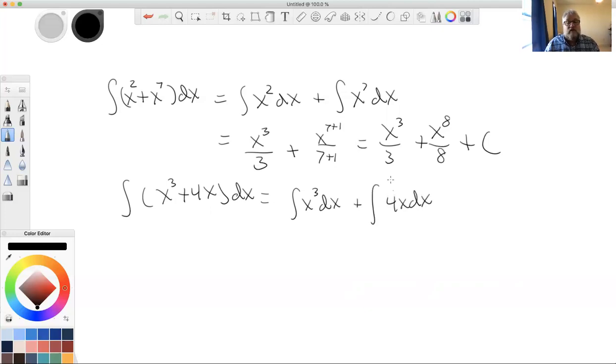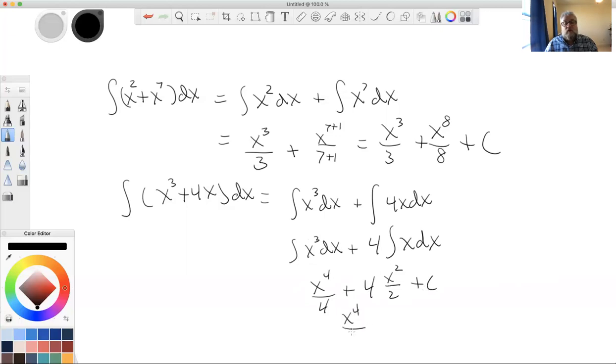And I'm also going to take the 4 outside the integral, just so that I don't get too confused. When you get used to this, you'll start leaving it inside. But for now, I'm going to pull it out. So x is 3. 3 plus 1 is 4. So this is x to the 4th over 4, plus 4 times x squared over 2. So x to the 4th over 4, plus, we can do a little simplification, 2x squared plus c. Okay? Let's do another one.